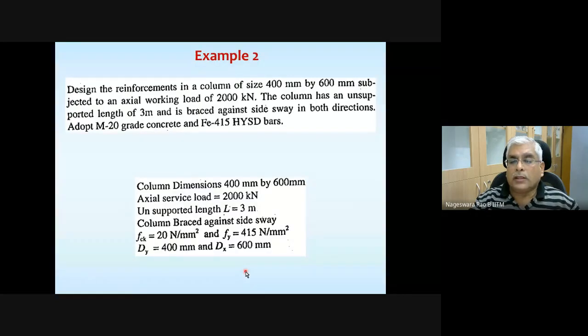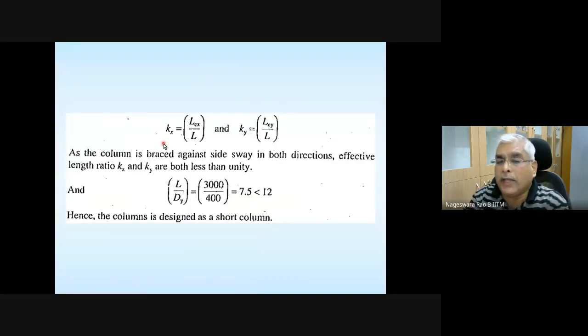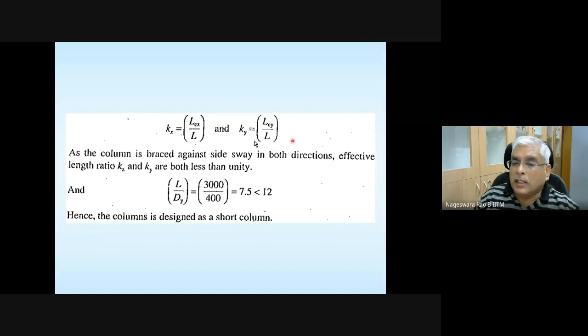Okay, so let's proceed and go through this. As the column is braced against side sway in both directions, the effective length ratios Kx and Ky are both less than unity. We'll see how it is, and we also need to make a note of one more thing, whether the slenderness ratio is less than 12 or not.